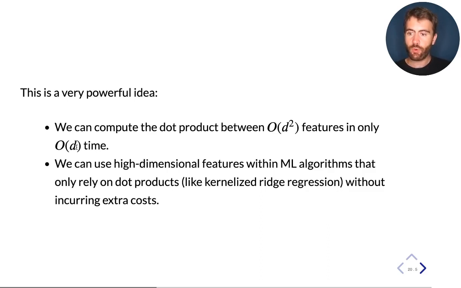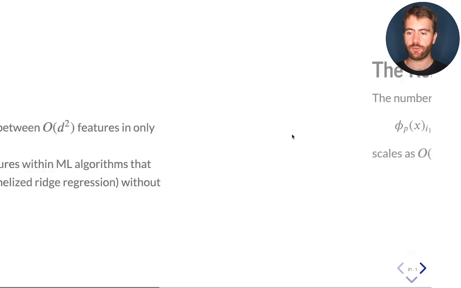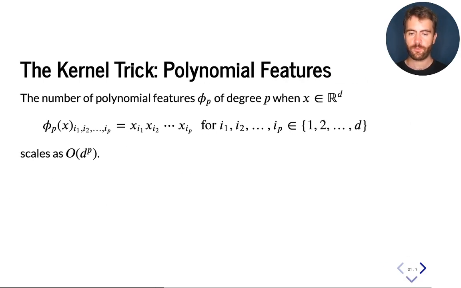So the ridge regression algorithm that we saw in the earlier video is an example of an algorithm where we could use this approach because, as I said earlier, every expression there only used the dot product. So if we wanted to use these features of dimension d squared, we could use them without paying this d squared cost. This is a really powerful idea, and this is at the heart of what is called the kernel trick. And the kernel trick is much more general.